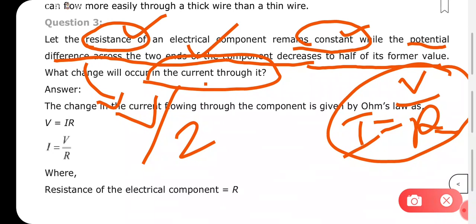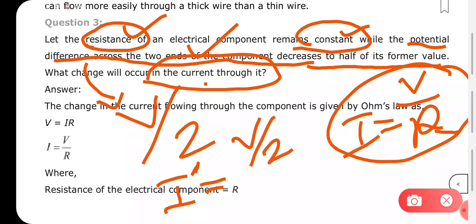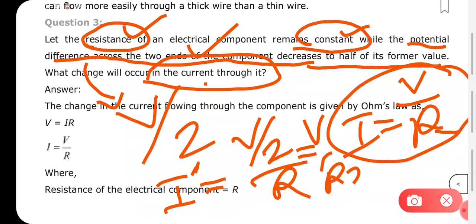Okay, in the current value, what is the change going to come? So I will be, or let's say the new I, because this we have taken as I. So let me put this as I dash. Okay, so I dash will become, here V value is becoming half, so I will write V upon 2 divided by R. So 2 will go into denominator, right? So I can write it as V upon R, and here in the denominator 2 will also come, right?